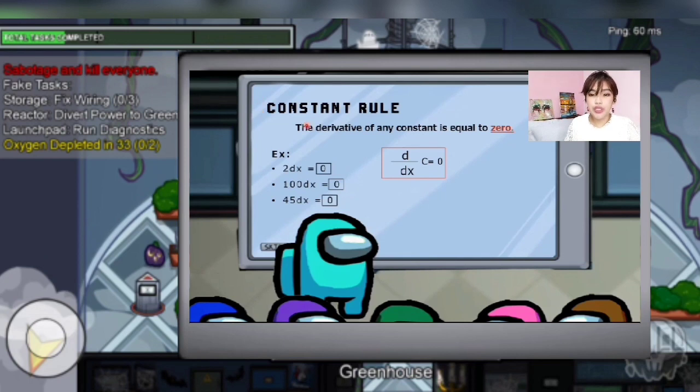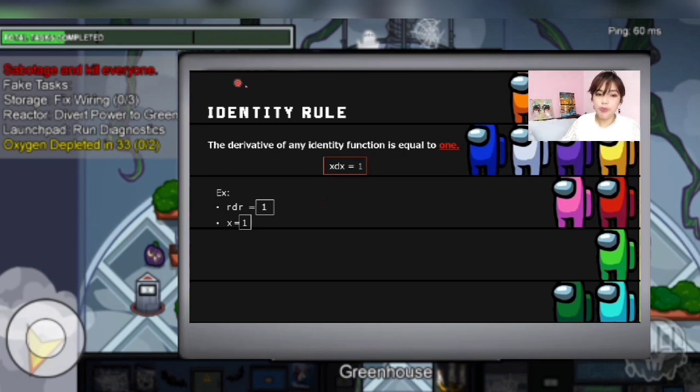So first, the constant rule. The derivative of any constant is equal to 0. So the derivative of every constant function c, where c is an element of the real numbers, is equal to 0. So d/dx of 2 is equal to 0 because 2 is an element of the real numbers. And d/dx of 100 is equal to 0. And d/dx of 45 is equal to 0.